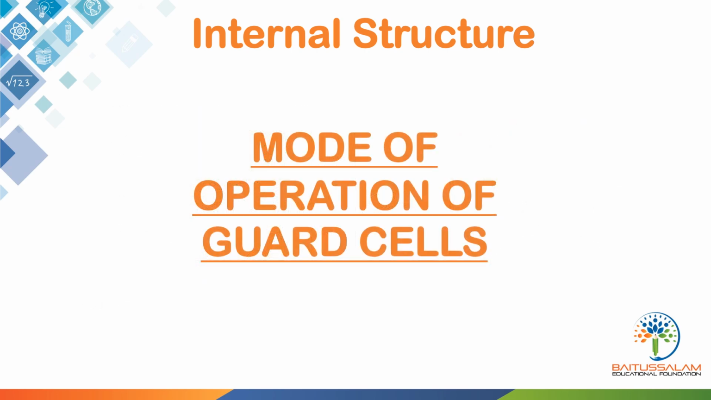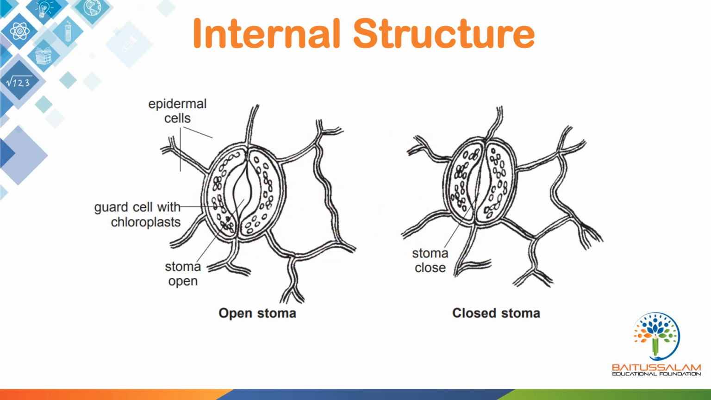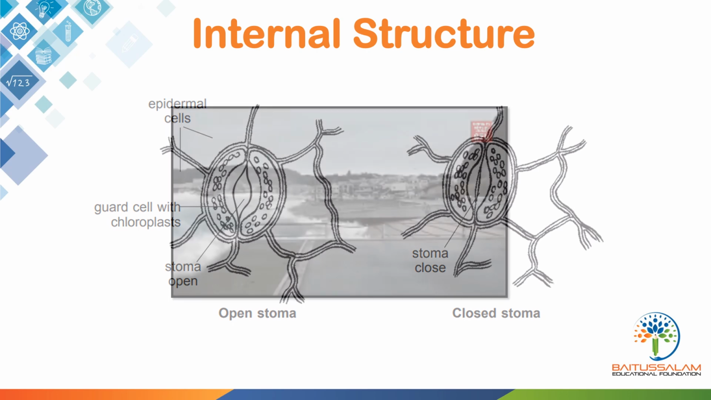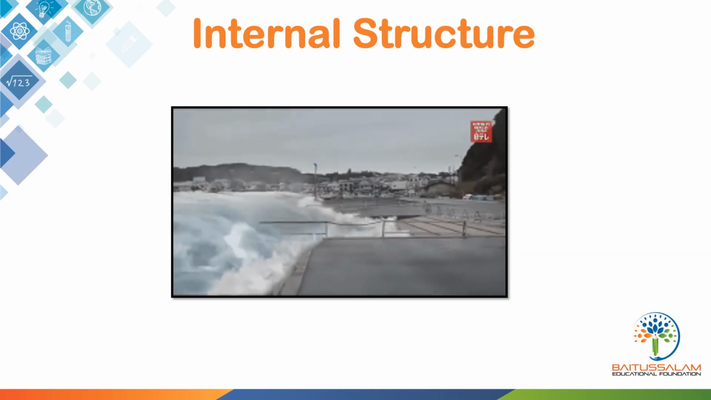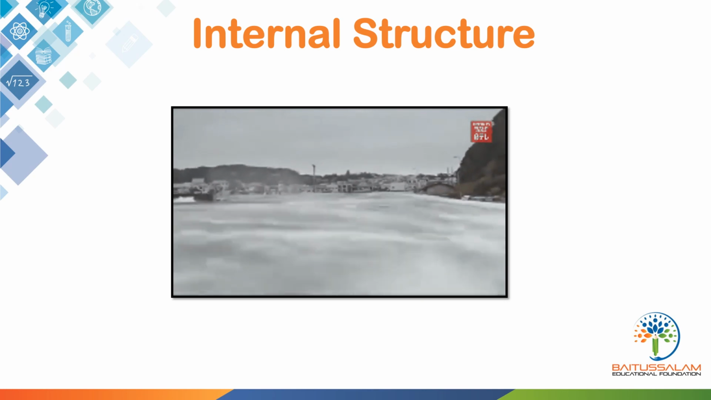Mode of operation of guard cells. Plants open their stomata during the day for carbon dioxide intake and close their stomata during the night to minimize water loss through transpiration. Guard cells control the opening and closing of stomata through regulation of water potential within themselves.